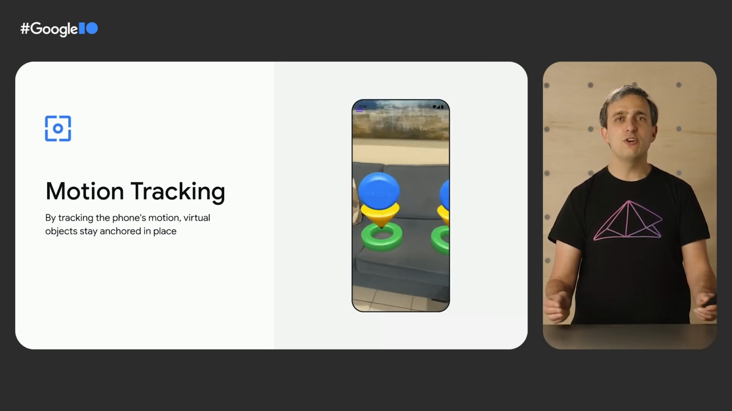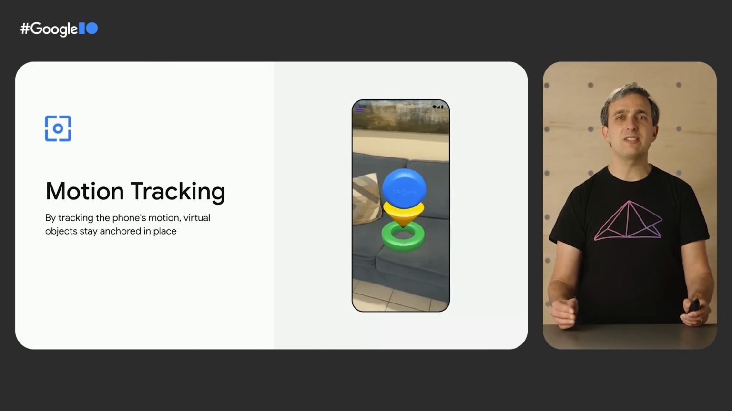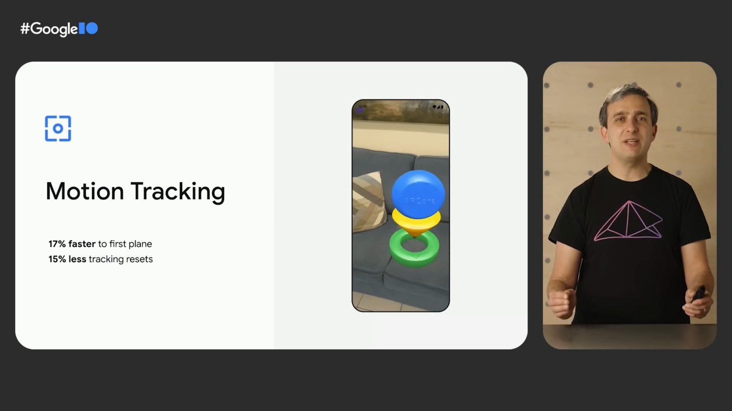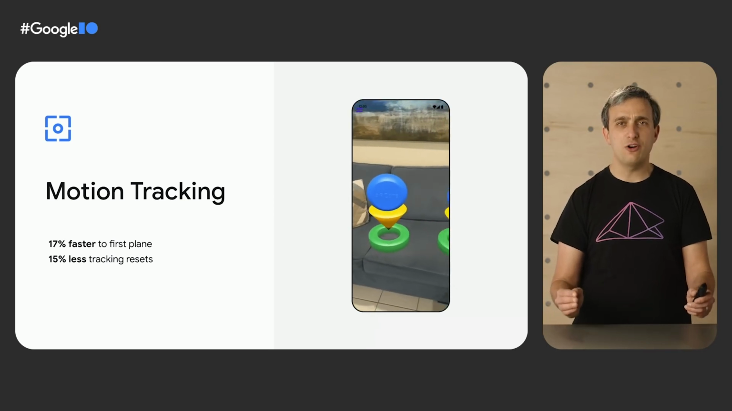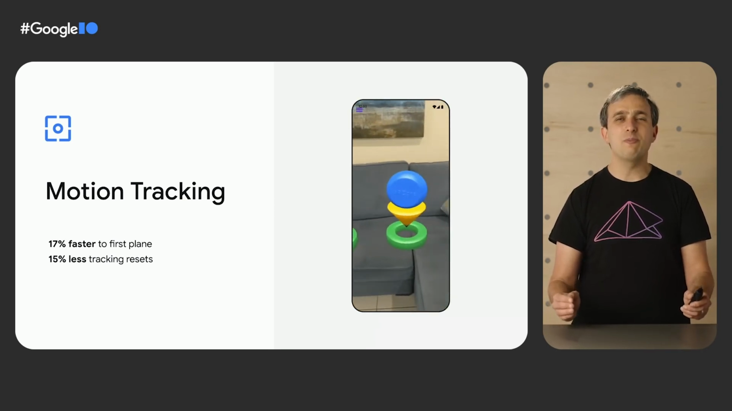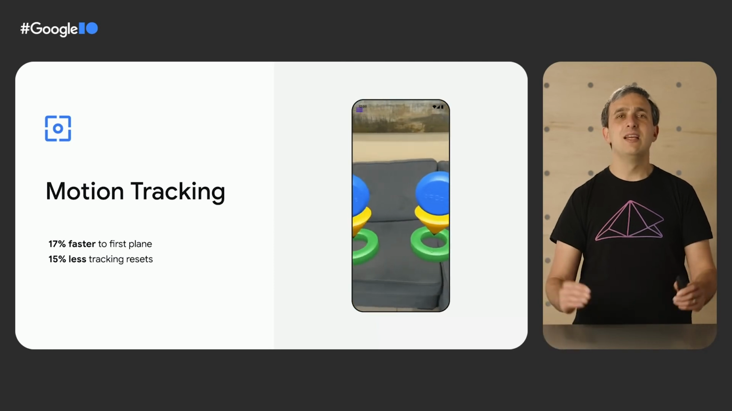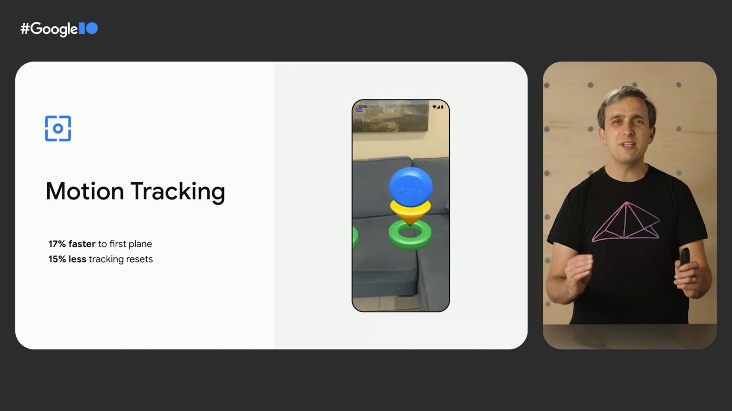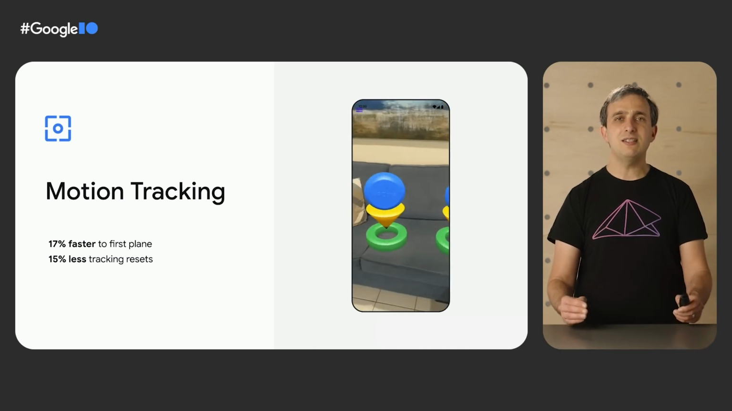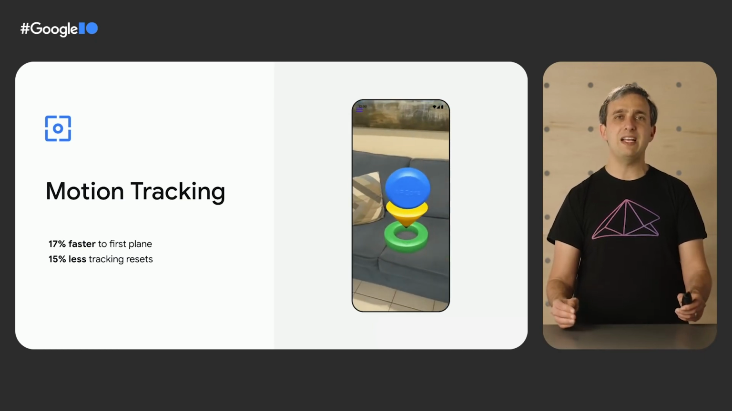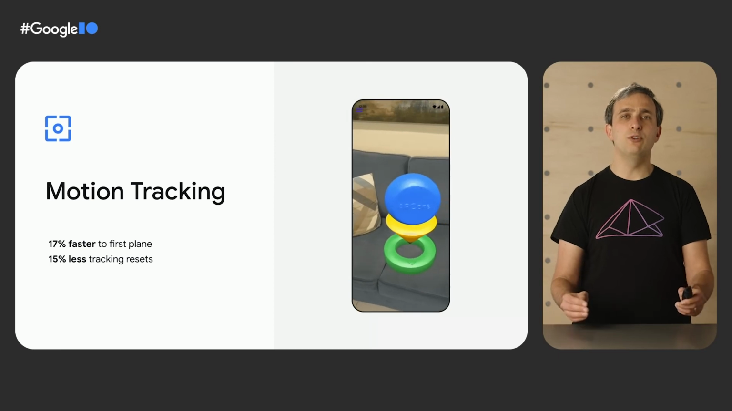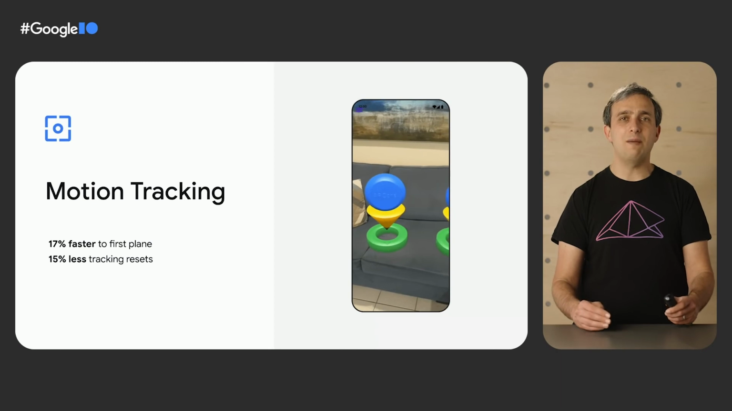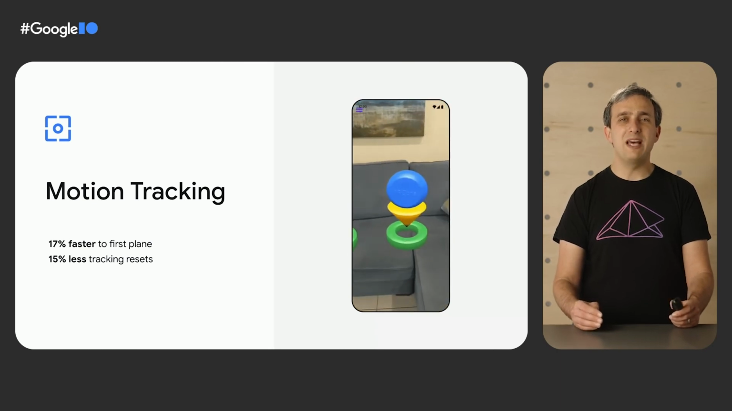Over the past year, we've made significant improvements to motion tracking. We've reduced the average time it takes for motion tracking to start up and a plane to be found by 17%, and we've reduced the amount of time motion tracking gets lost by 15%. This allows experiences to start up faster and be more reliable, all without any code change needed in an ARCore app. But we want to do better.